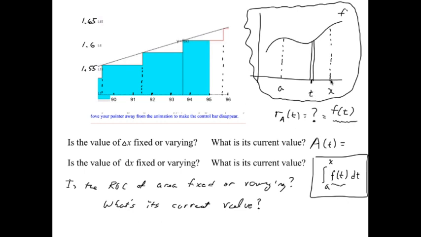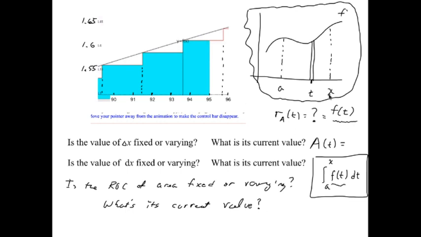But then X, the current value of X, changes. So for every current value of X we have to accumulate from A up to X, and we need a new symbol to do that. Because X represents the right side, and T represents accumulating all the way up to the right side. And then the right side changes. That's the independent variable of our function. Does that help?